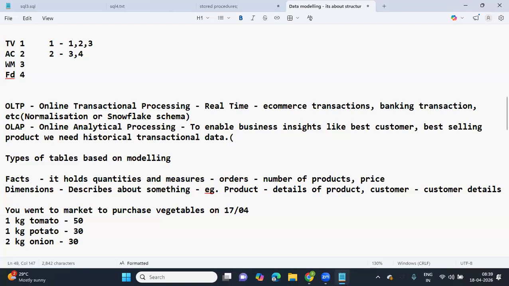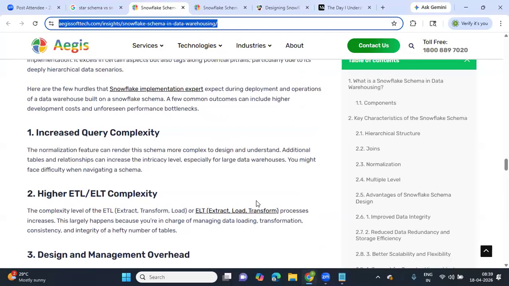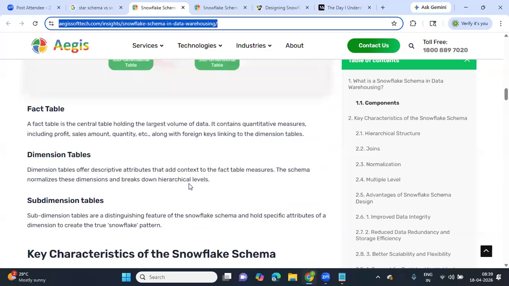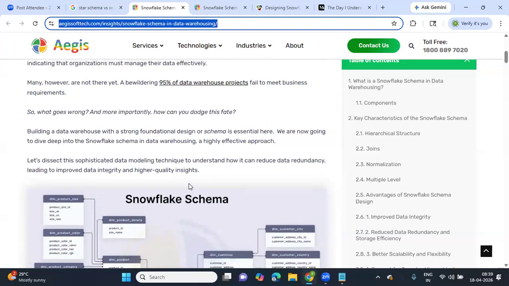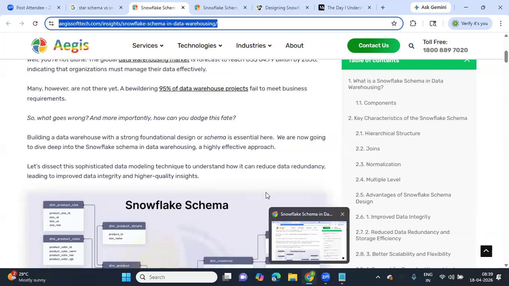Here in the case of OLAP, we go for star schema in general. So that's about the star and the Snowflake schema. You can go through this documentation and you'll get to know a lot of details. But overall, this is what we have discussed.